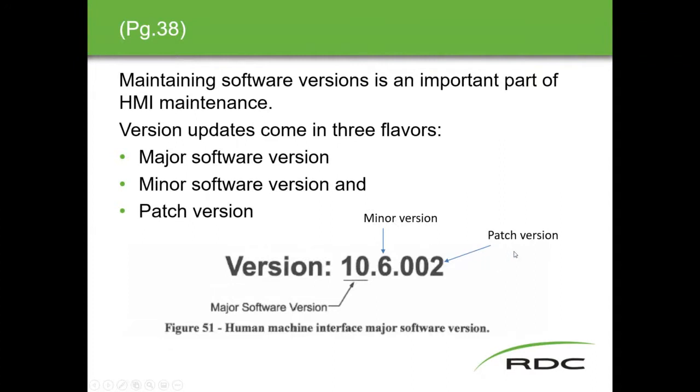Less significant is this side over here, the patch version. You'll see this a lot if you're an iPhone user: you'll get a patch update. This will create a patch for something really insignificant that probably very few people need to worry about, but it was addressed somehow. So: major versions, minor versions, and patch versions.